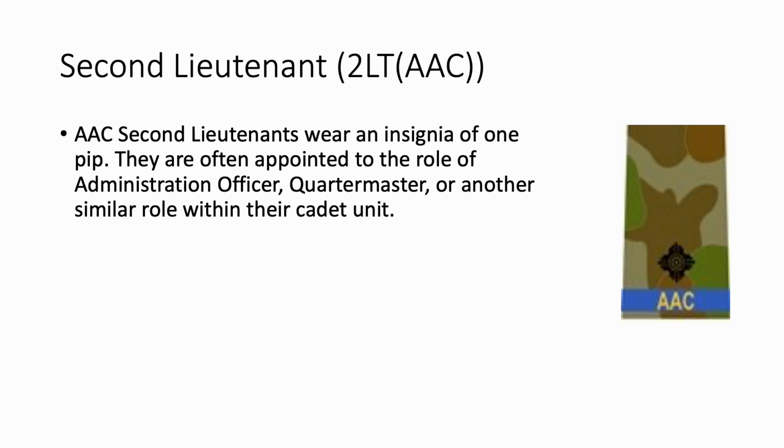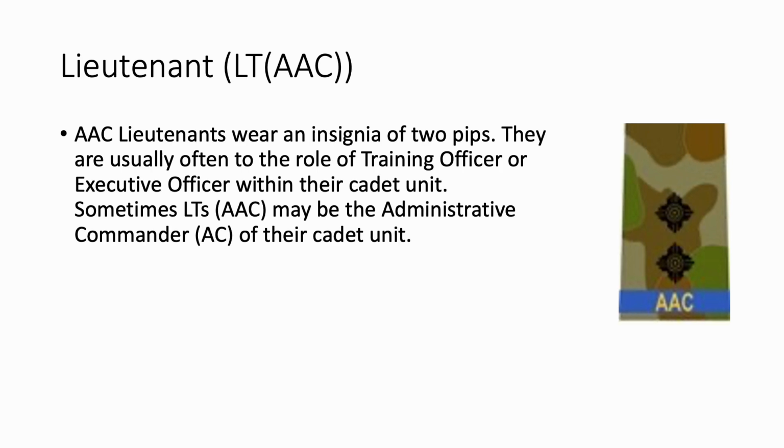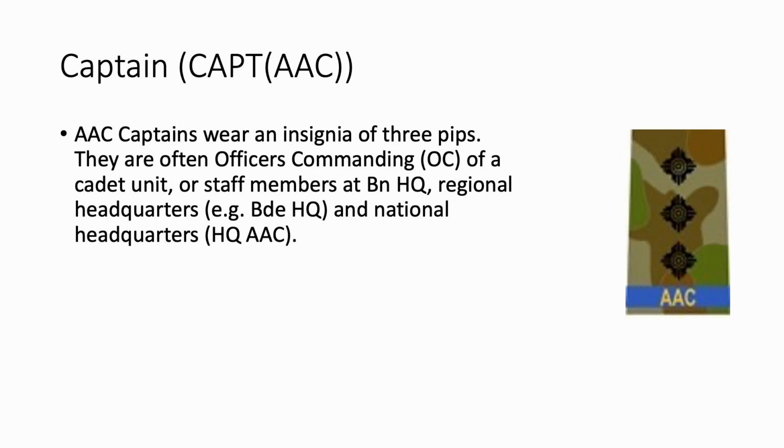It is important to note that we refer to second and first lieutenants as lieutenants and not lieutenants. AAC second lieutenants wear an insignia of 1 pip. They are often appointed to the role of admin officer, quartermaster, or another similar role within their cadet unit. Lieutenant. AAC lieutenants wear an insignia of 2 pips. They are often in charge of playing the role of training officer or executive officer within their cadet unit. Sometimes they may be administrative commander of their cadet unit.